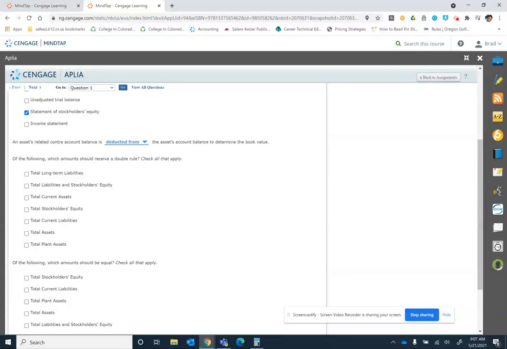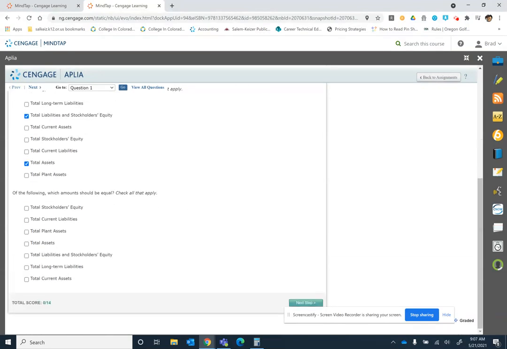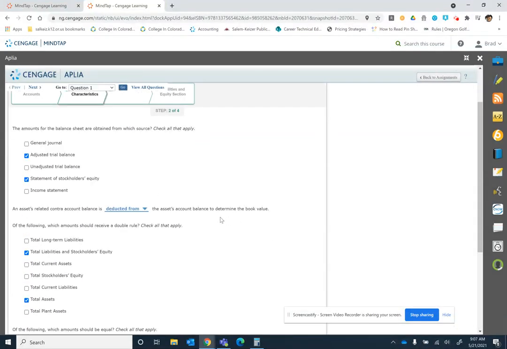Next thing we've got is, of the following, which amounts should receive a double rule? Those accounts that are going to receive a double rule are our total liability and stockholders' equity, and also our total assets. Finally, of the following, which amounts should be equal? Going back to when we first started accounting, assets equal liabilities plus owner's equity, and the same thing applies here. Our assets are going to have to equal our liability and our stockholders' equity. Next, we're going to move on to step number 3.